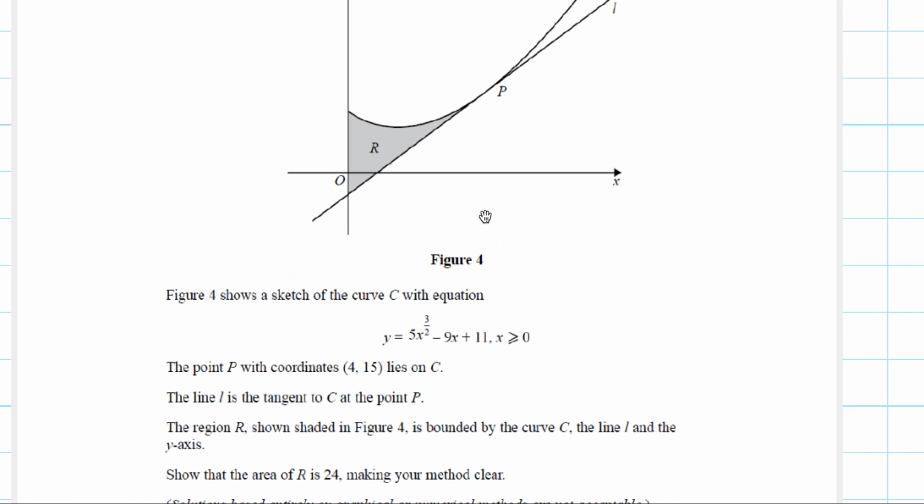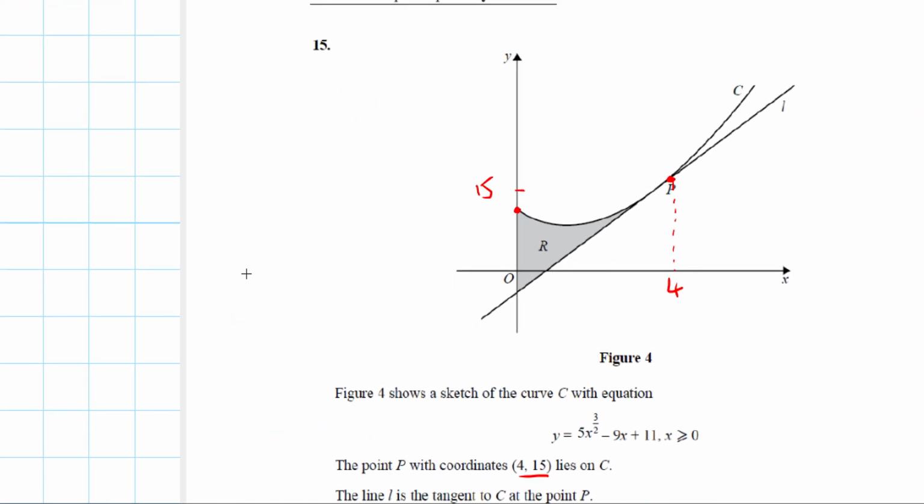So we want to find what R is. So we know what point P is. So again, how do we go about approaching this one? Here we've first got a curve that we're going to use part of the area under, and it's bounded by the curve, line L and the y-axis. So when we integrate the curve, we're going to integrate between 0 and P. P has the coordinates 4, 15, so it's 4 on the x and 15 on the y. So the first thing we can do is integrate the curve between 0 and 4.